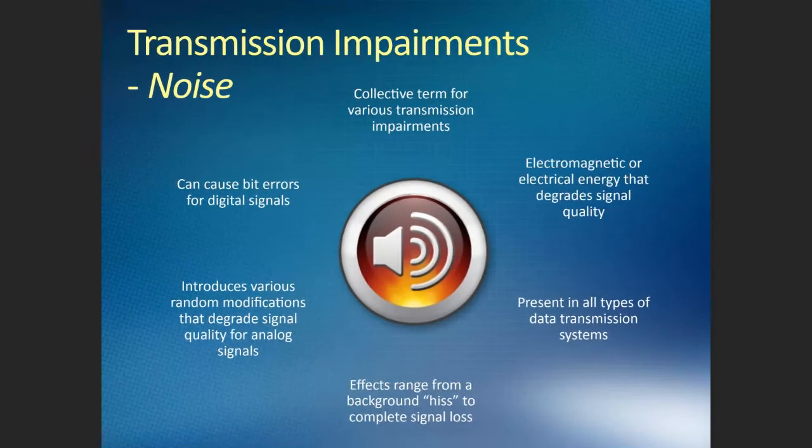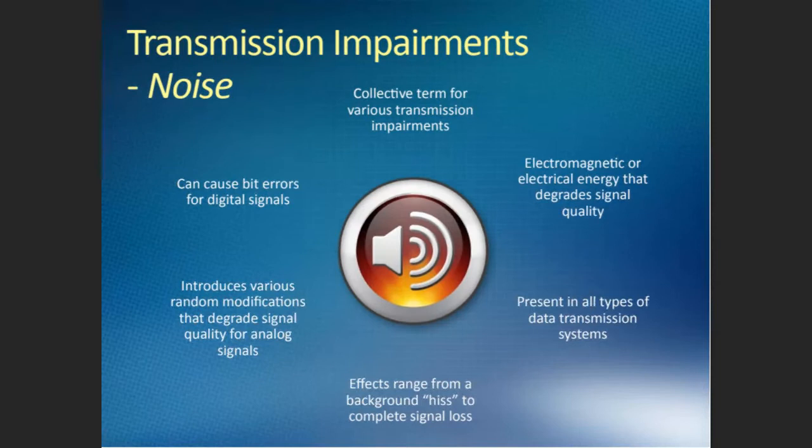Very important topic: transmission impairments. Impairments meaning noise. And we have very important information to notice about transmission impairments. First factor is noise. Noise is a collective term for various transmission impairments. We call them noise. It can cause bit errors for digital signals, and it is the electromagnetic or electrical energy that degrades signal quality.